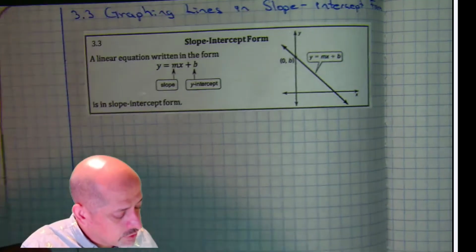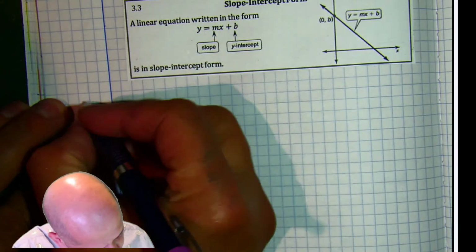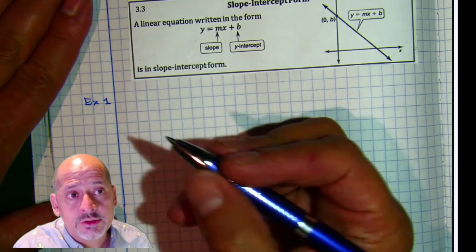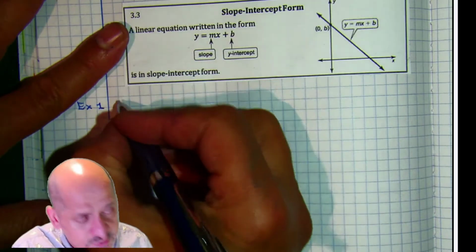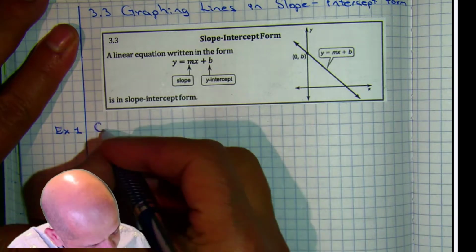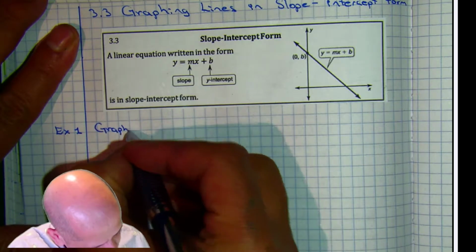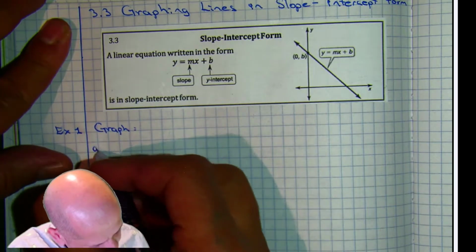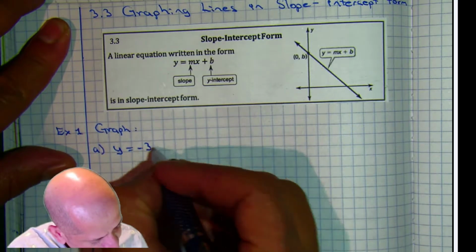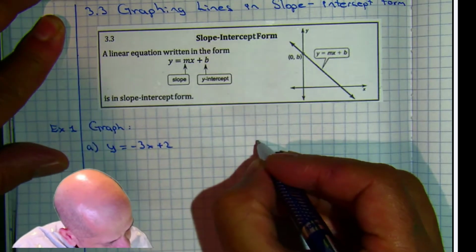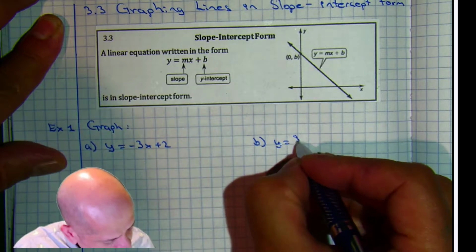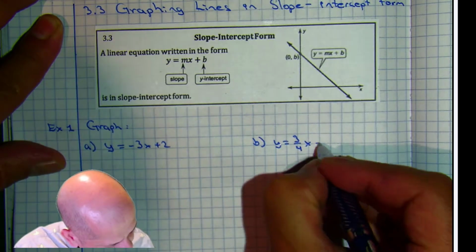Example number 1. Today we're just going to graph. And we're going to make the instructions short. So instead of saying graph the following function, we are just going to say graph A and B. A will be y equals negative 3x plus 2. And B will be y equals 3 over 4x minus 5.